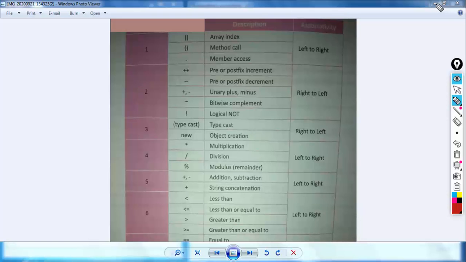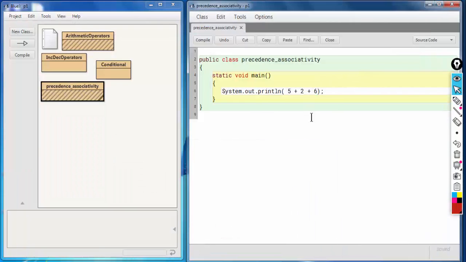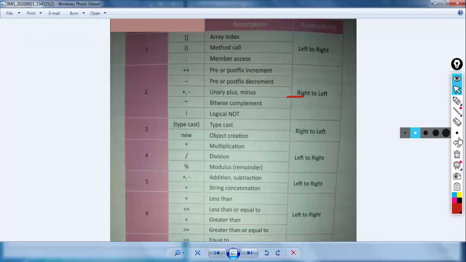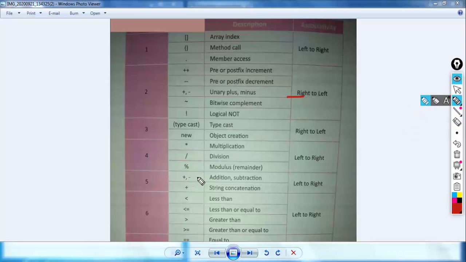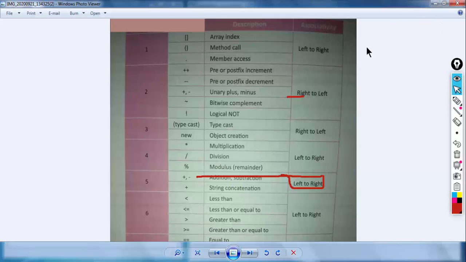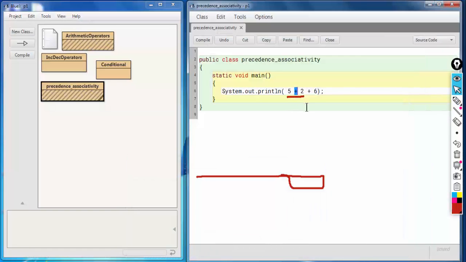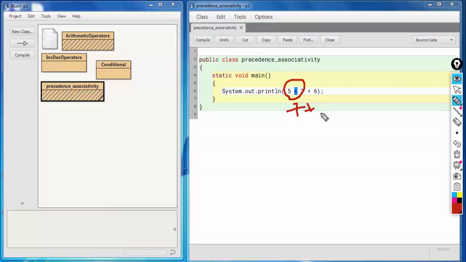Okay, so we'll look at both these examples. So in this case, 5 plus 2 will be added first, okay? Because plus has got, see where is plus? Plus is here, the arithmetic plus. It has got left to right associativity, okay? That means the left operator which is coming first, the left plus which is coming first will be evaluated. So 5 plus 2 will be done first. So that will give you 7, and 7 plus 6 will give you 13, okay?